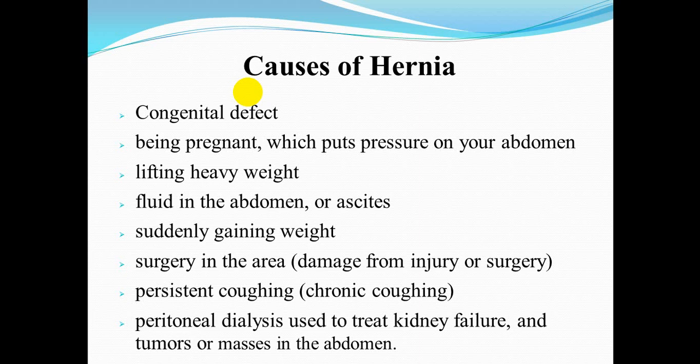Suddenly gain weight, those who have an increase in weight. Surgery in the area, which we mentioned, one of its types is incisional hernia, damage from injury or surgery. Persistent coughing, meaning chronic coughing for a long time. Peritoneal dialysis used to treat kidney failure, and tumor or masses in the abdomen.